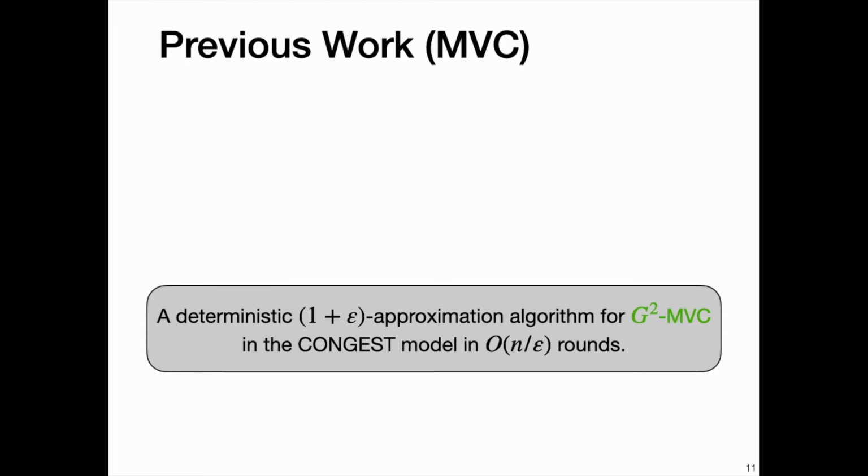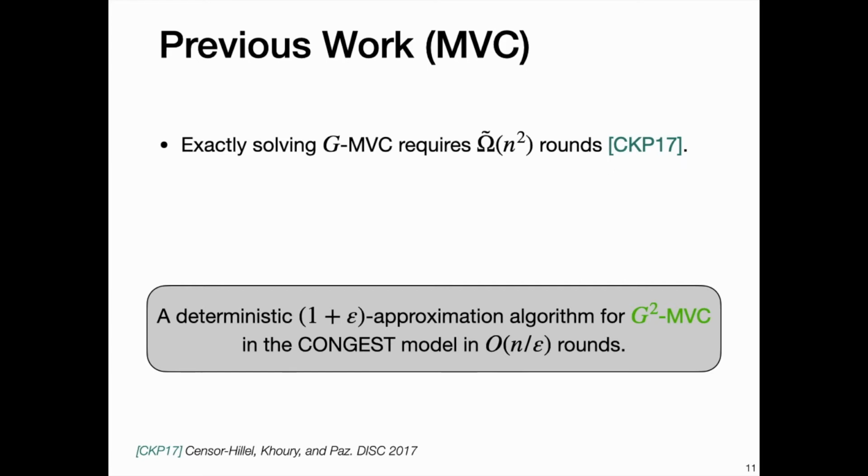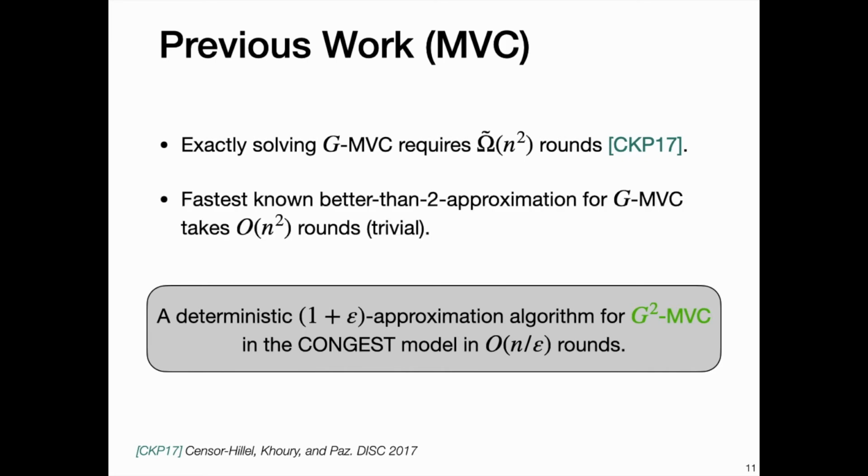Prior to our paper, there was no work on G squared MVC. For GMVC, there is an n squared lower bound for exact computation by Censor-Hillel, Khoury, and Paz. And nothing better is known for approximation factors between 1 and 2. But for G squared MVC, we improve the running time from the trivial n squared to n over epsilon rounds.